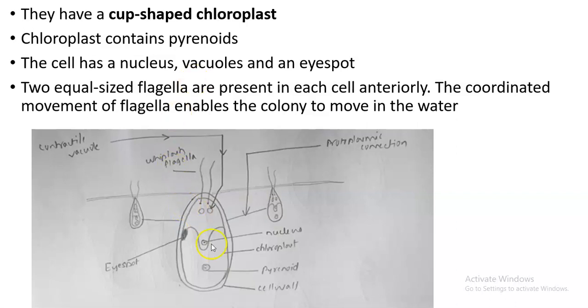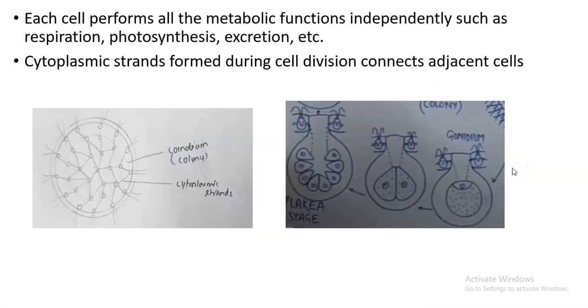Then they are having a cup-shaped chloroplast. It is containing pyrenoids. It is having a nucleus, vacuole, and these are contractile vacuoles, and an eye spot. Two equal-sized flagella are present, that we have discussed already. Then each cell performs all the metabolic functions. Since this is a green alga, it will be performing photosynthesis, respiration, excretion, everything.